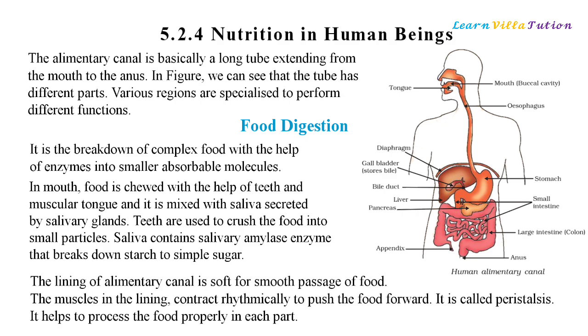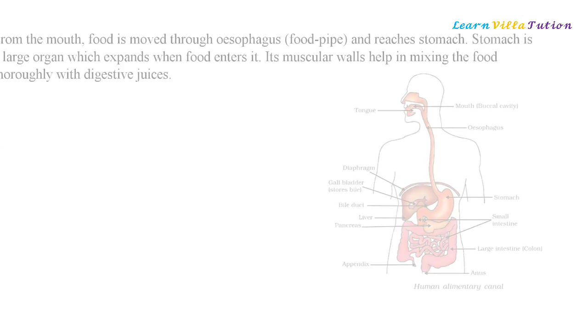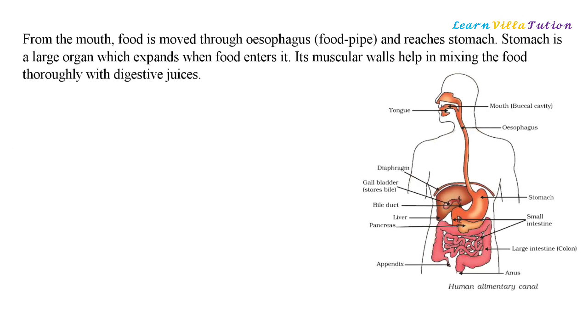The lining of the alimentary canal is soft for smooth passage of food. The muscles in the lining contract rhythmically to push the food forward. It is called peristalsis. It helps to process the food properly in each part. From the mouth, food is moved through the esophagus, the food pipe, and reaches the stomach.